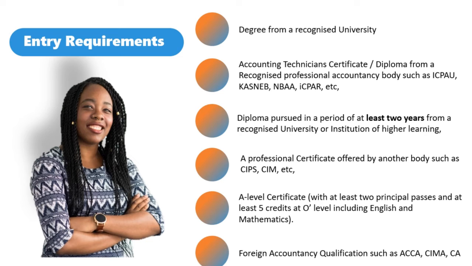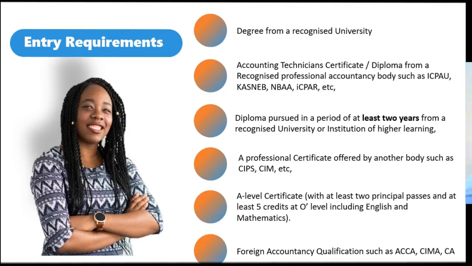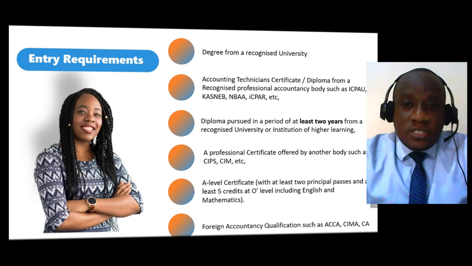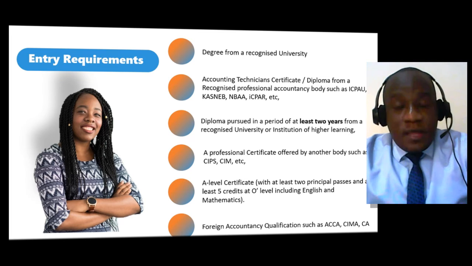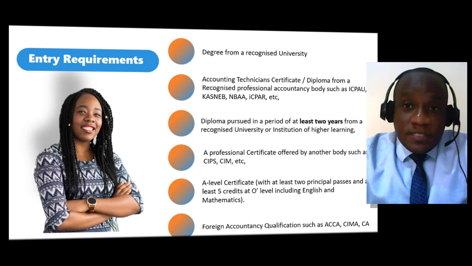Then we have the foreign accountancy qualifications such as ACCA, CIMA and CA. People having these foreign accountancy qualifications might be required to sit additional papers. For example, right now, those that have ACCA might be required to sit for paper 4, which is business law, and paper 14, public sector accounting and reporting, including paper 9.